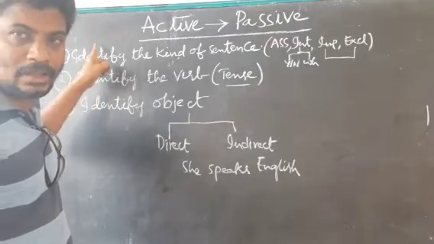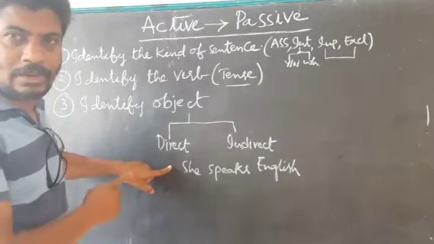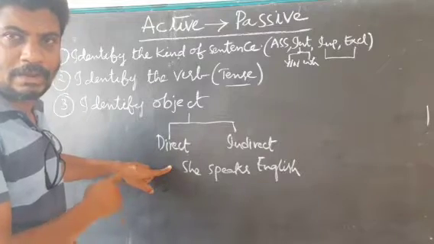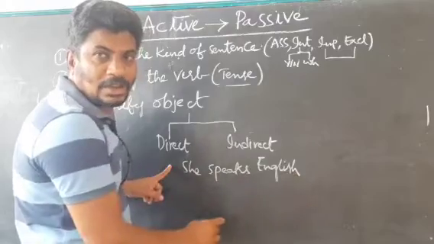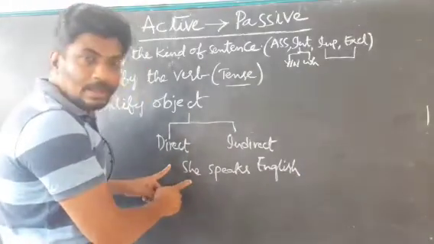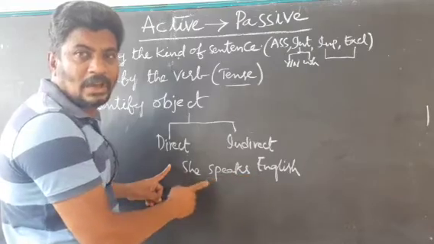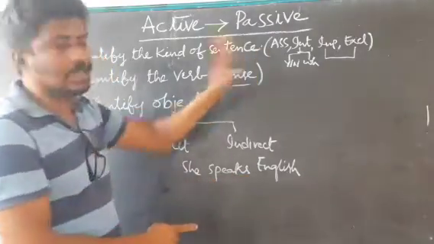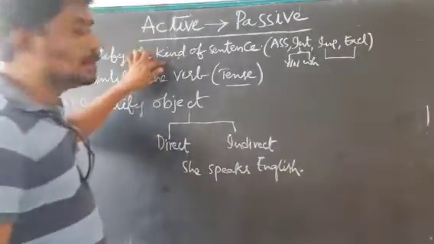First, identify the sentence: is it assertive, yes/no interrogative, WH interrogative, imperative or exclamatory? Simple. It doesn't carry a question mark, so it is not interrogative. It doesn't start with a verb, so it is not imperative. It doesn't have an exclamation symbol, so it is not an exclamatory sentence. Finally, it is an assertive sentence. That way you can identify it easily. Okay. So the first one is over.